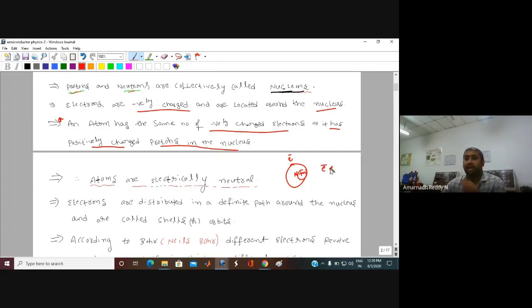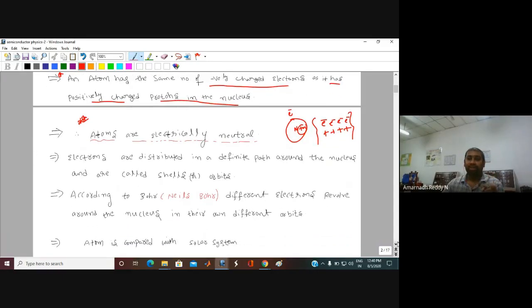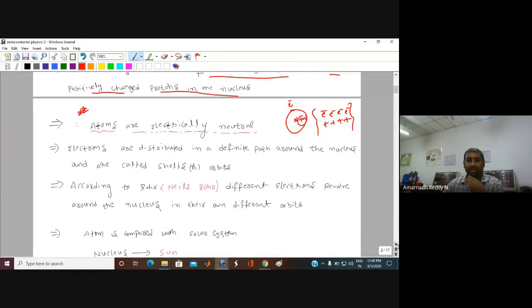Why? Because if you get 10 electrons, you get 10 protons. Suppose you get 3 electrons, you get 3 protons. So obviously the positive charge and negative charge cancel, and the net charge is 0. That's why atoms are electrically neutral. It's clear. Electrons are negatively charged, the nucleus is positively charged, protons are positively charged, neutrons are neutral, and the atom is electrically neutral. This is the basic condition.